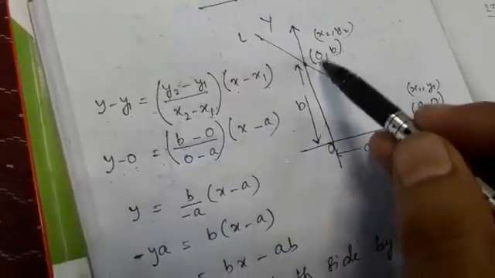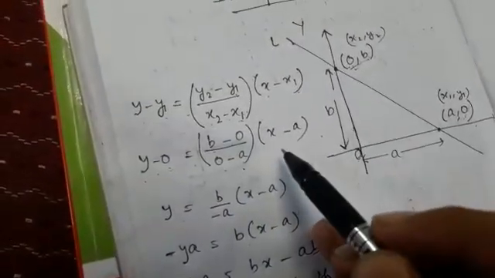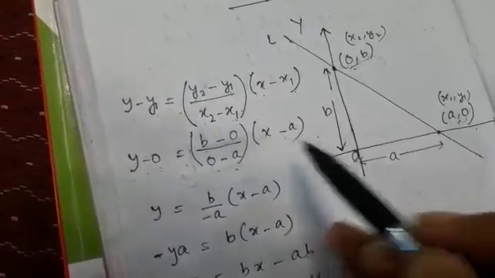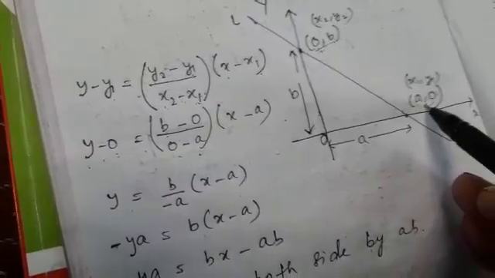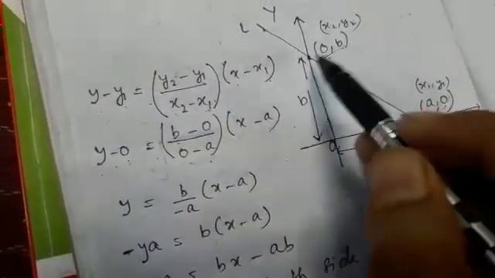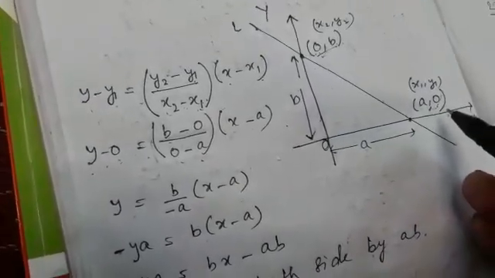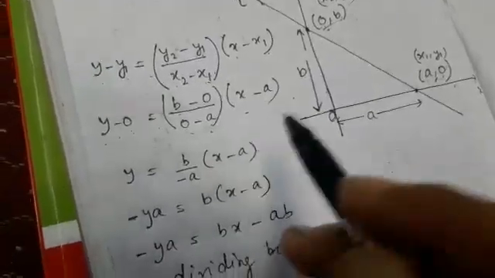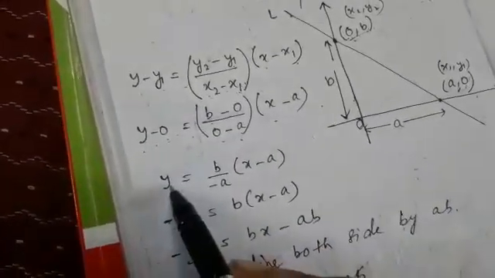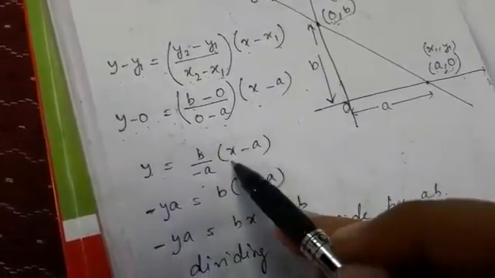What is x2? x2 is 0, and x1 is a, so 0 minus a. Again in the bracket the formula is x minus x1, so x minus, who is your x1? x1 is a. We are assuming this point as x1 y1 and that as x2 y2. You can take that point as x1 y1 and this as x2 y2, no problem, you will get the same equation. So substituting the values, y minus 0 will give you y here. See, b minus 0 is b, 0 minus a is minus a, and in the bracket x minus a.